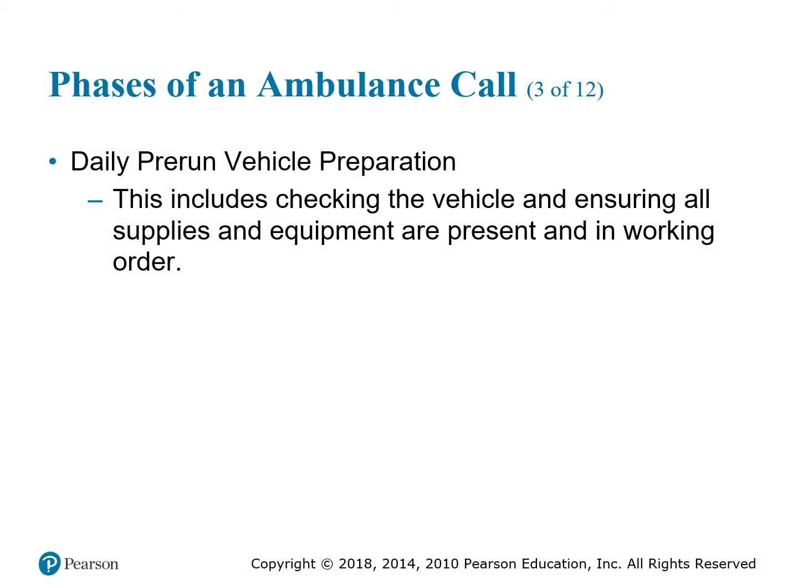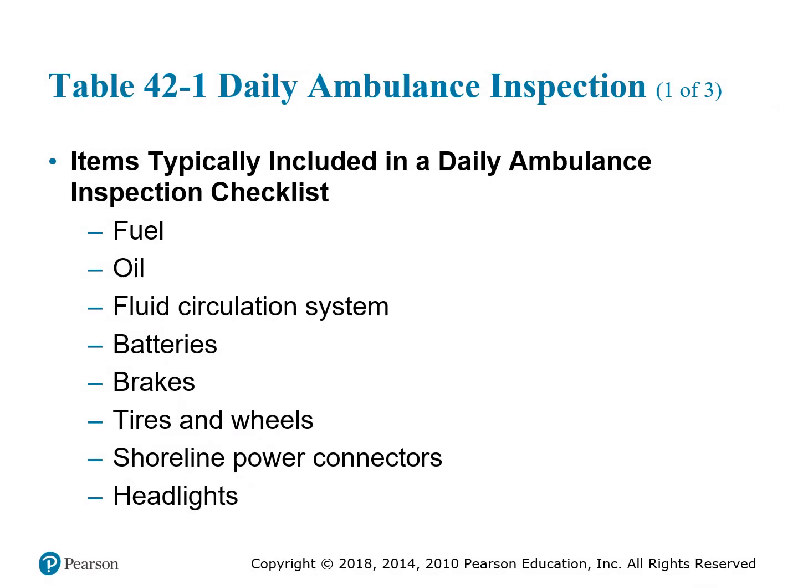The daily pre-run vehicle preparation includes checking the vehicle and ensuring all supplies and equipment are present and in working order. Items typically included in a daily ambulance inspection checklist: fuel, oil, fluid circulation system, batteries, brakes, tires and wheels, shoreline power and connectors, and headlights.